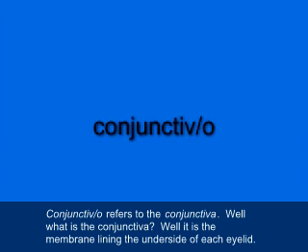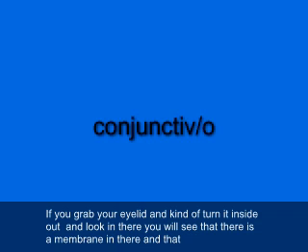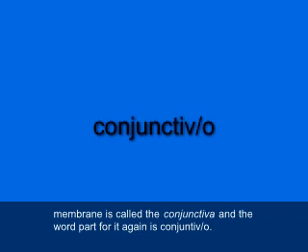Well, what's the conjunctiva? Well, it is a membrane lining the underside of each eyelid. If you grab your eyelid and kind of turn it inside out and look in there, you'll see that there's a membrane in there. And that membrane is called the conjunctiva. And the word part for it again is conjunctivo.